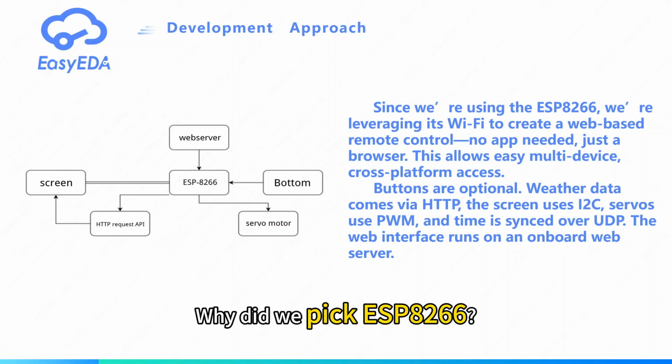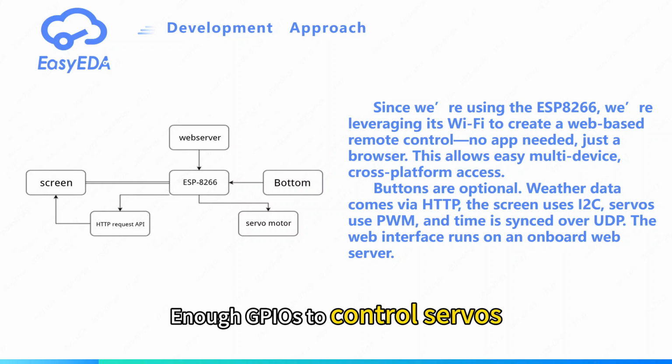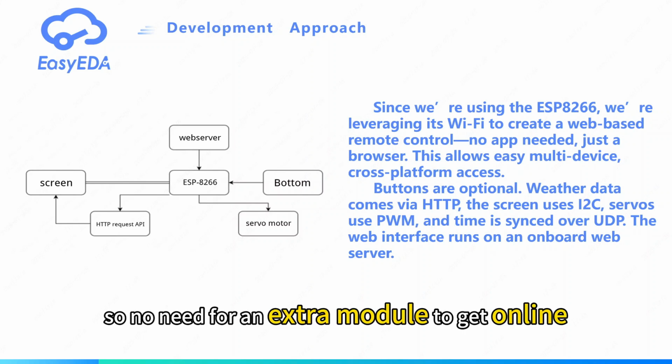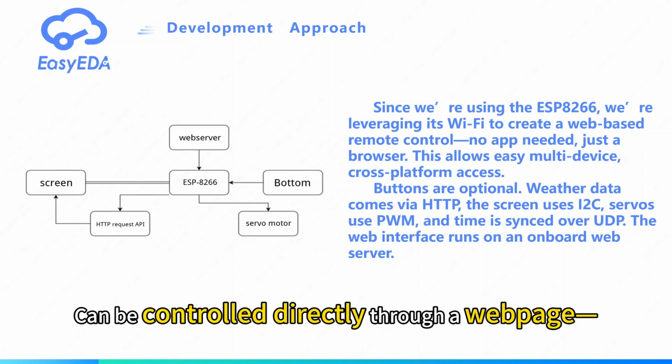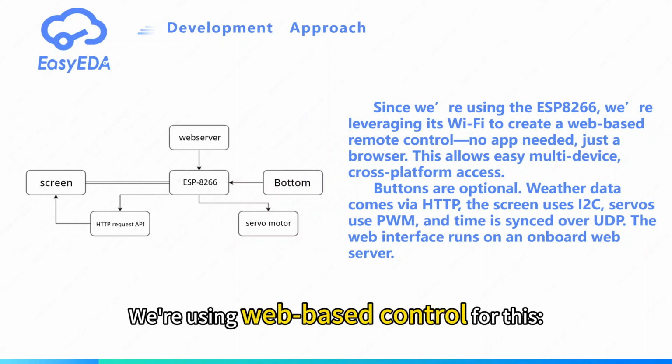Why did we pick ESP8266? Three main reasons: enough GPIOs to control servos, read buttons, and drive the OLED screen. Built-in Wi-Fi, so no need for an extra module to get online. It can be controlled directly through a web page, super convenient. We're using a web-based control for this.